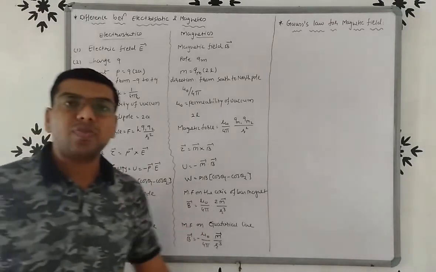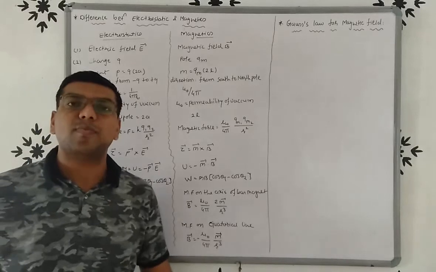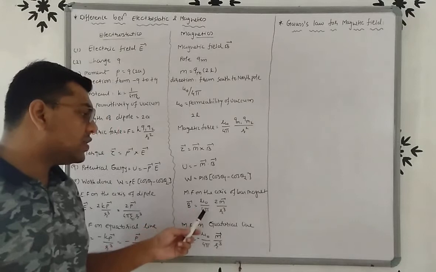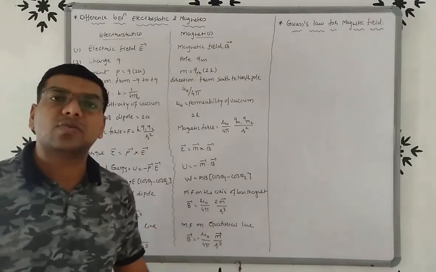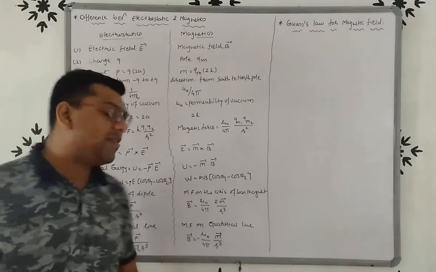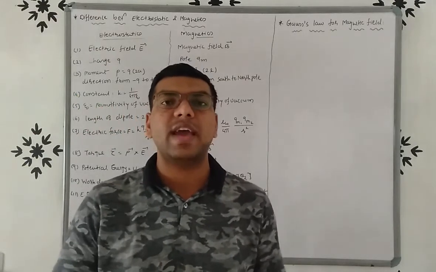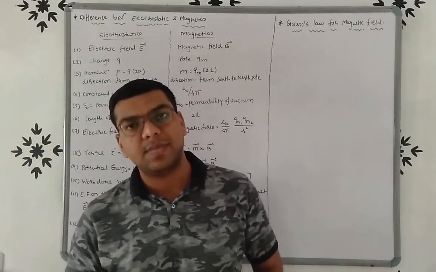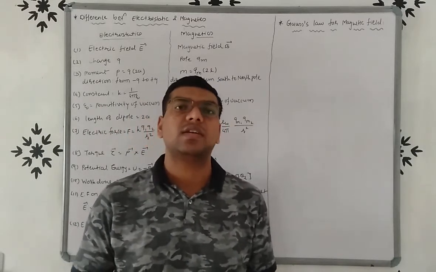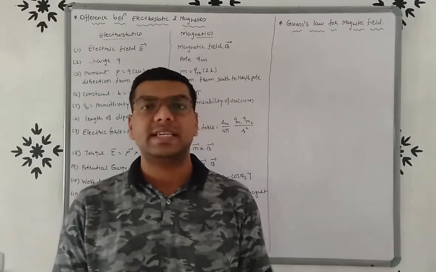For magnetics, the magnetic field on the axis of bar magnet, you have to remember these two formulas. B equals mu 0 by 4 pi 2m upon r cube, and on the equatorial line, minus mu 0 by 4 pi vector m by r cube. So friends, this is a very important question for your examination. The question will be like this: give a difference or comparison between electrostatics and magnetics.